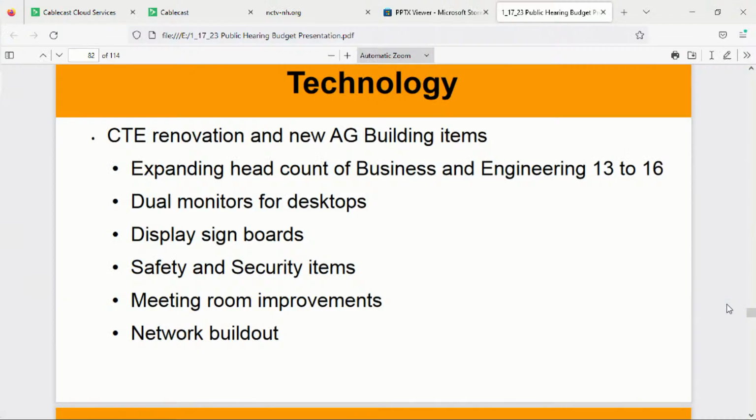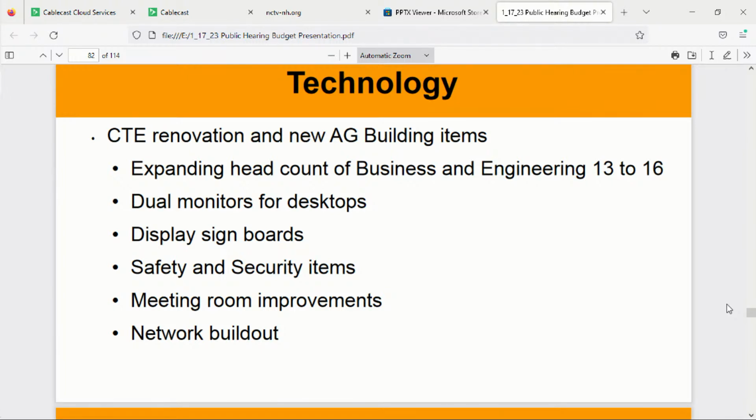So the CTE renovation was discussed a little bit earlier. With the increase in some of these programs, business wants to increase by 3 seats, engineering wants to increase by a couple seats, so we have to buy some additional software and additional devices for them. Some of the programs are going to a dual monitor situation, which is industry standard nowadays, especially in the AutoCAD programs. Some of you in the room may work on spreadsheets, and working on one screen and toggling back and forth can be mind-numbing, so we're trying to get to that industry standard.